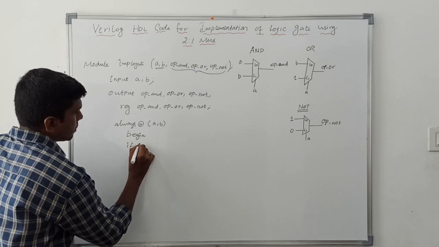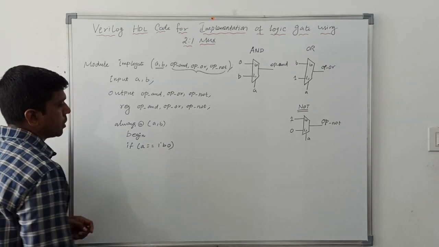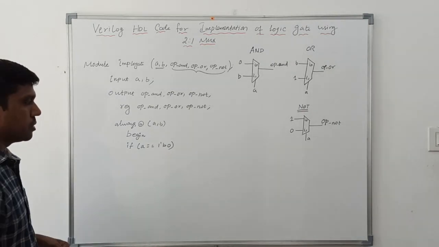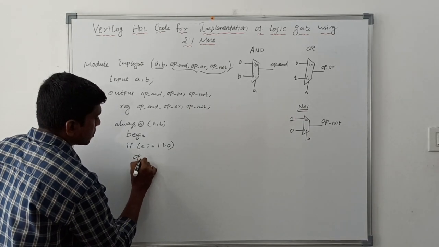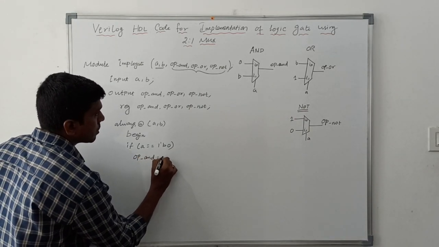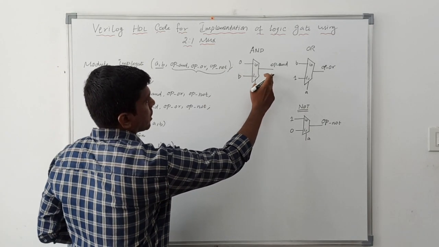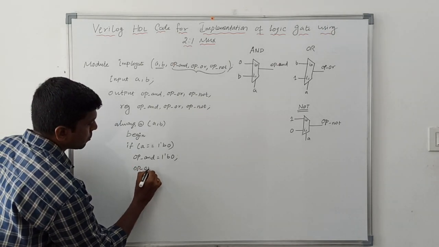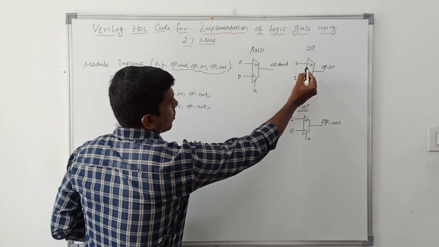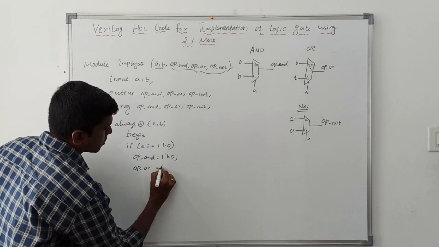So if A equals 1'b0, in this case the A value is set to 0. Now check the output of the AND gate. The output of the AND gate is 1'b0, so this 0 is connected to the output of the AND gate. Then the output of the OR gate is B, so the B value is connected to the output of the OR gate.